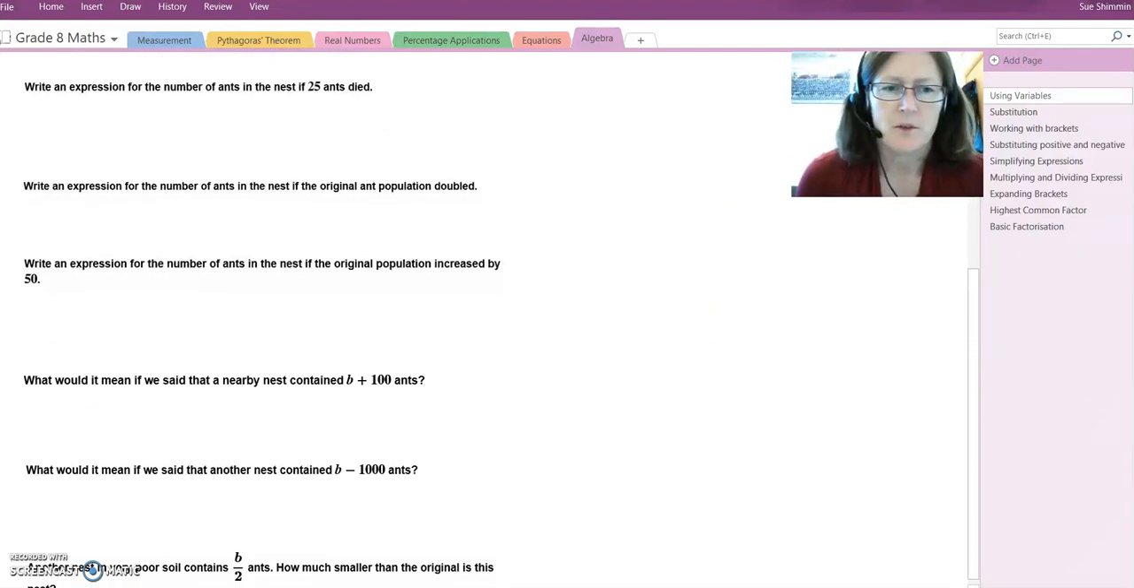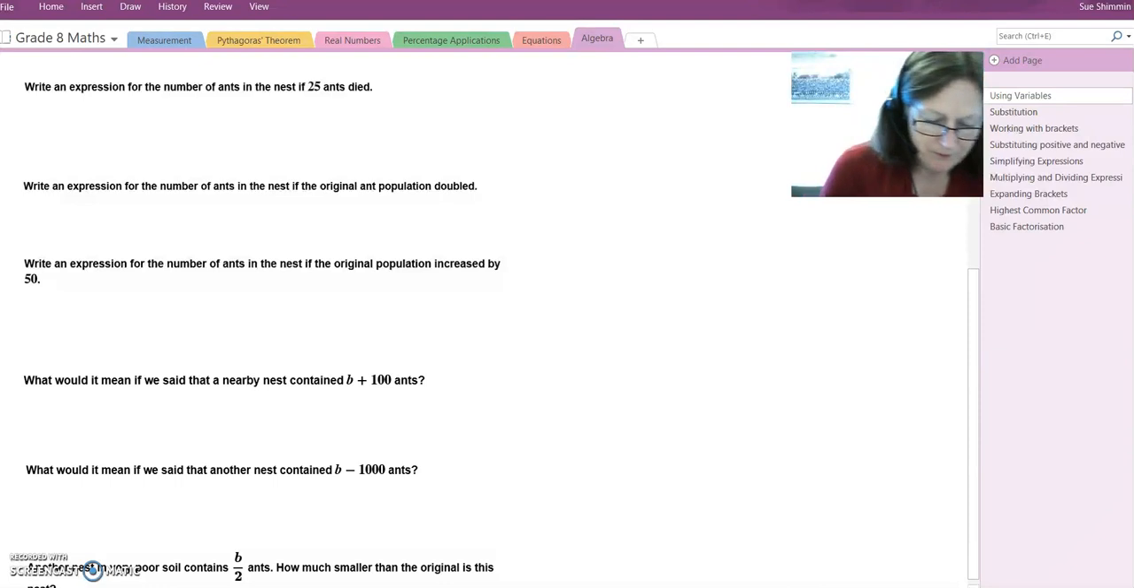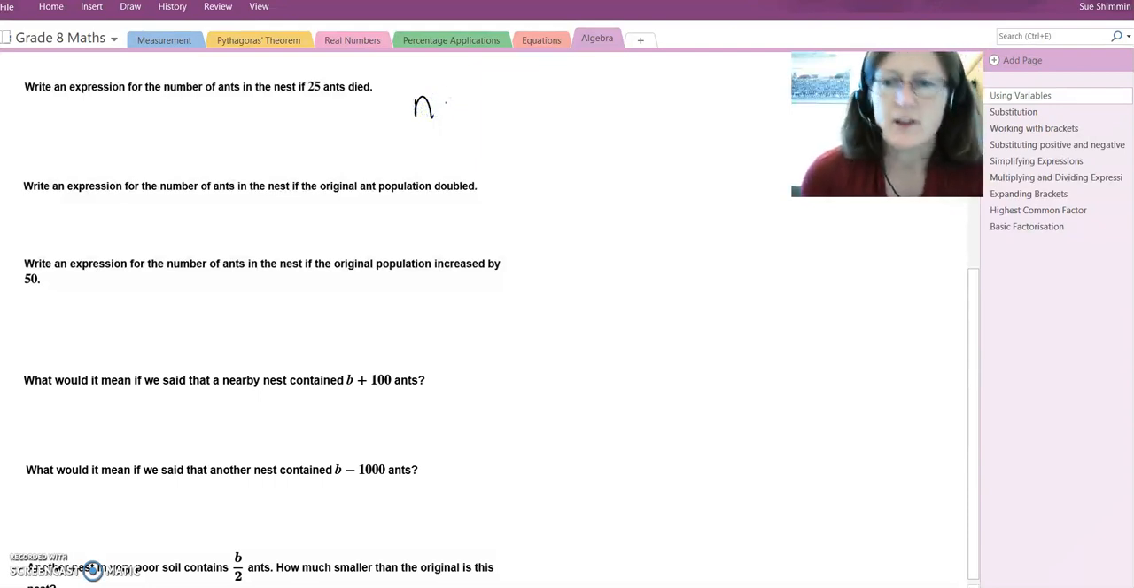We need to write an expression for the number of ants in a nest if 25 ants died. You notice here we don't know how many ants were in the nest in the first place, but we do know that however many there were, be it 100, 1,000, 2,000, 50, there's going to be 25 less because 25 died. So we are going to let n stand for the number of ants in the nest. We don't know what that is, so n is going to stand for how many there are.